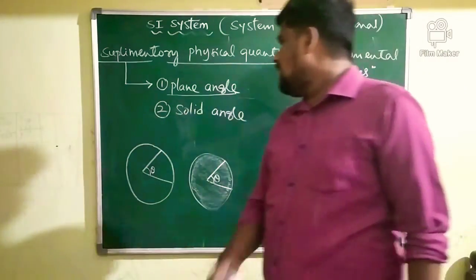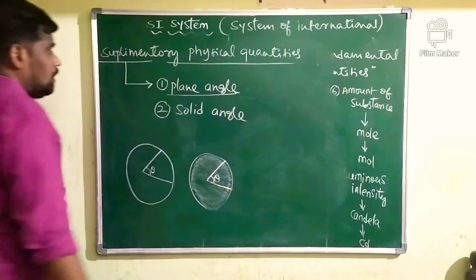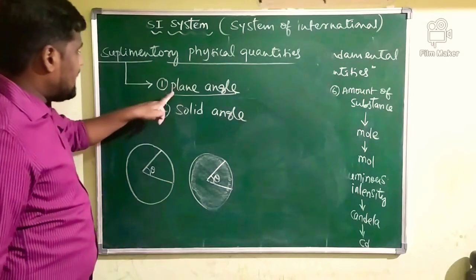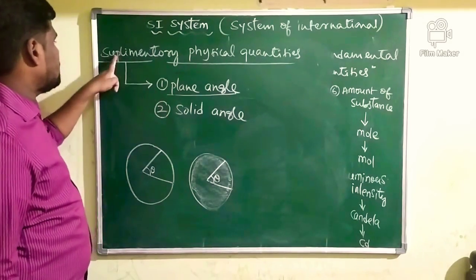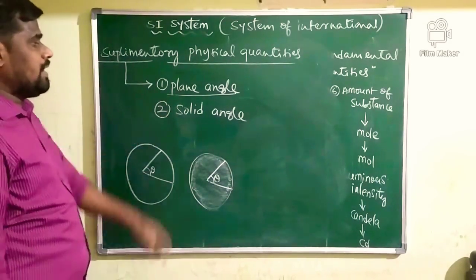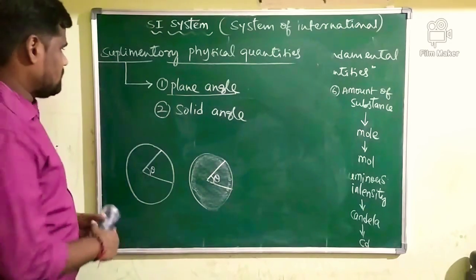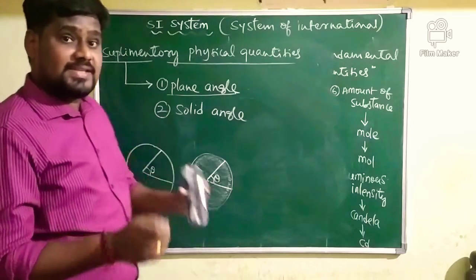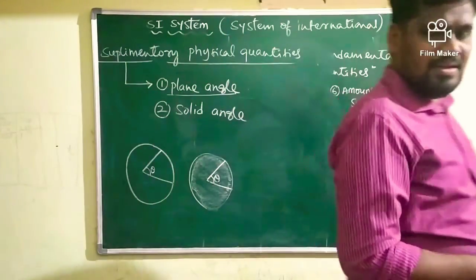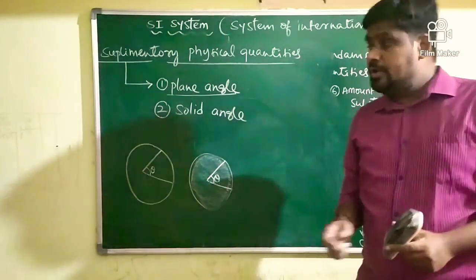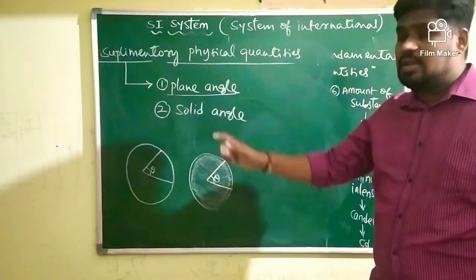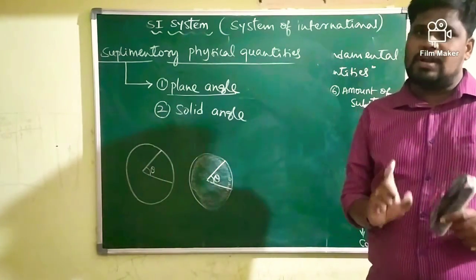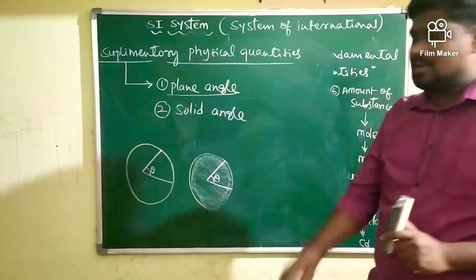Here plane angle and solid angle are what? 2 physical quantities, and these 2 physical quantities are called supplementary physical quantities. Units of supplementary physical quantities we call supplementary units. What are supplementary units? Units which are used for supplementary physical quantities we call supplementary units.